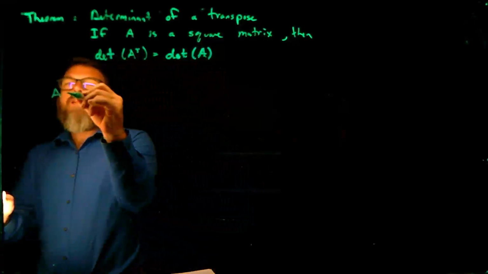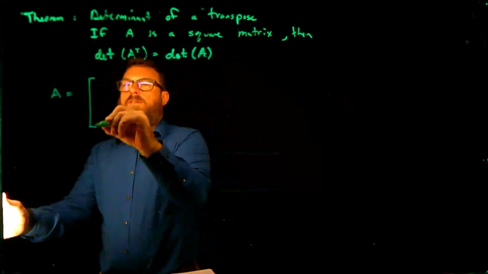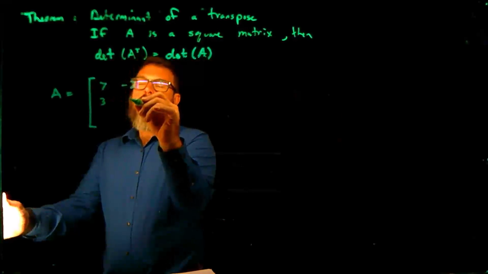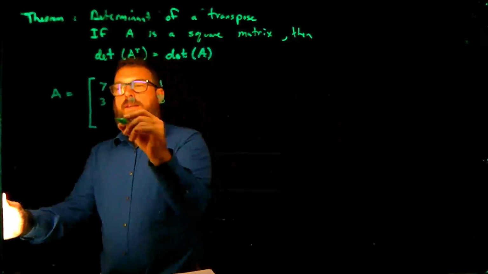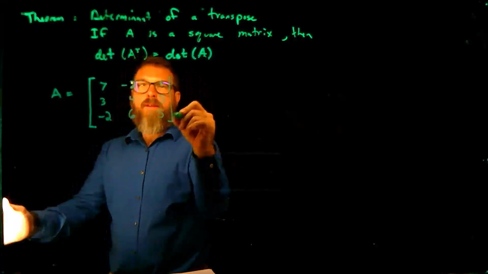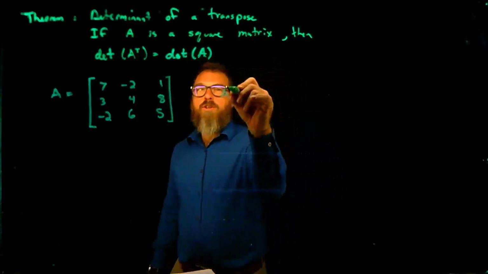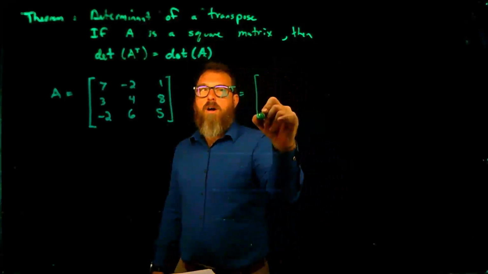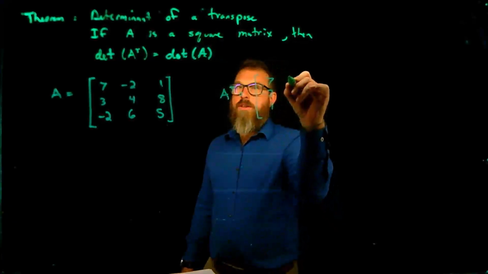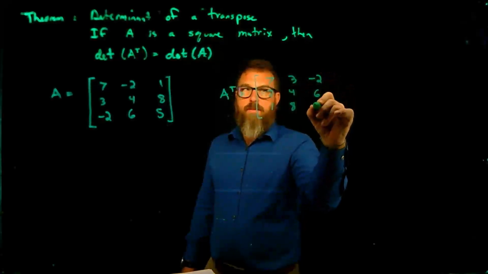So say A is equal to this matrix. We have 7, negative 2, 1, 3, 4, 8, negative 2, 6, 5. Okay. And my goal really isn't to completely find its determinant, but what I know is that A transpose is going to be all rows become columns. So this will be 7, negative 2, 1. This will be 3, 4, 8. And this will be negative 2, 6, and then 5.